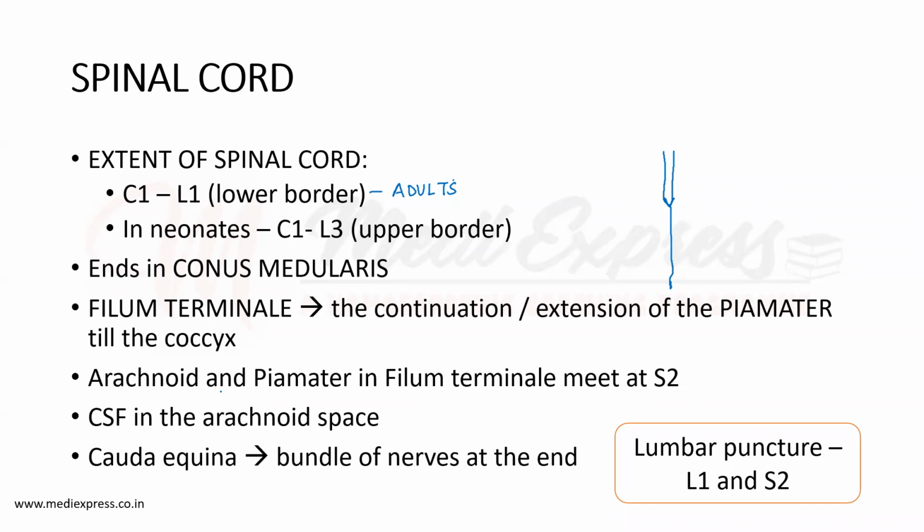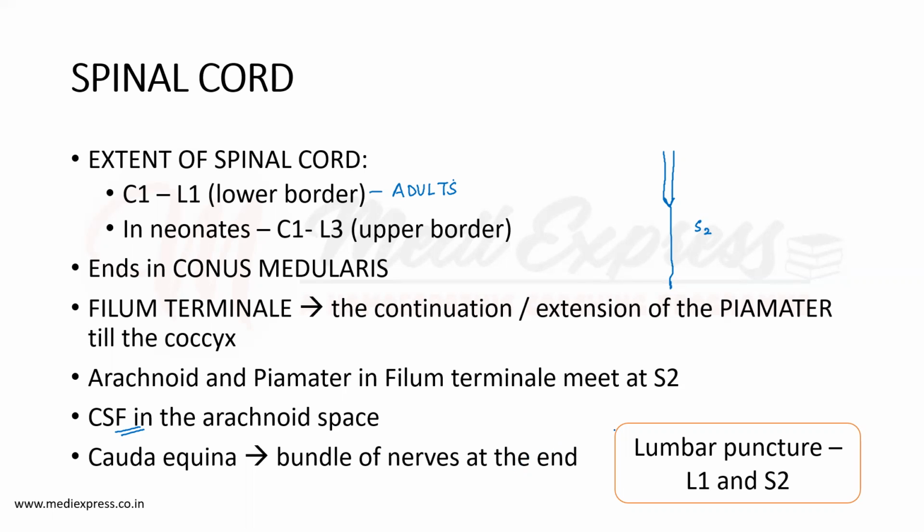Now, the arachnoid mater and the dura mater in the filum terminale meet at S2. They meet at S2. And CSF is present in the arachnoid space. Now coming to the cauda equina. They are a bundle of nerves at the end.